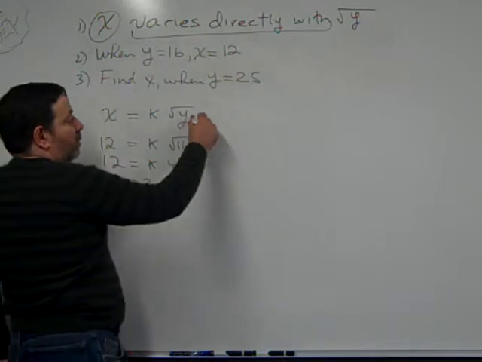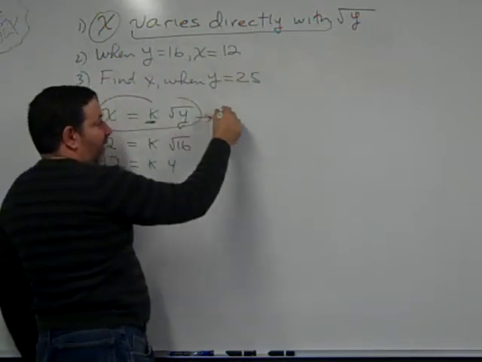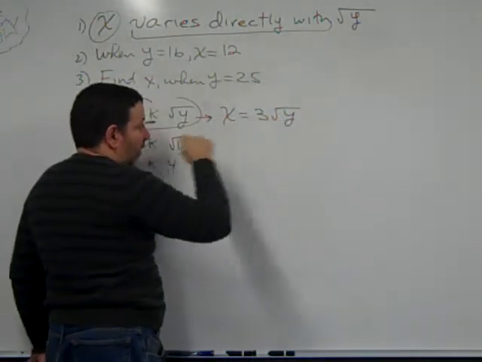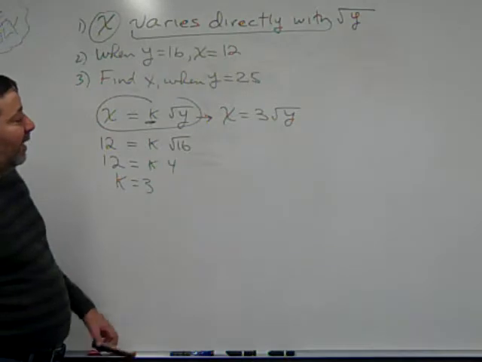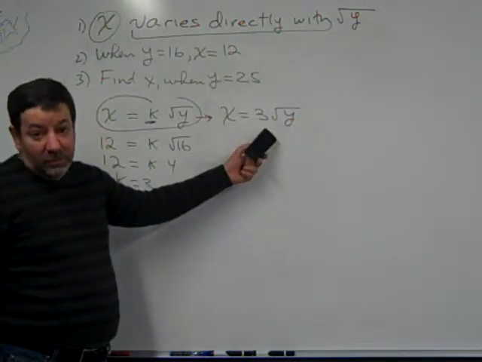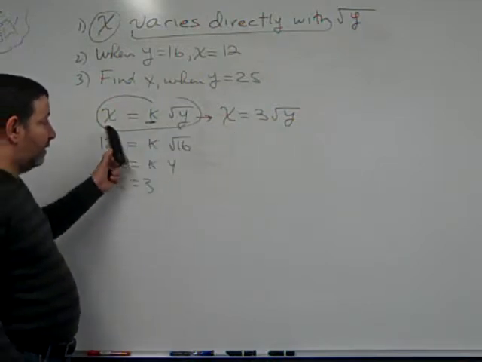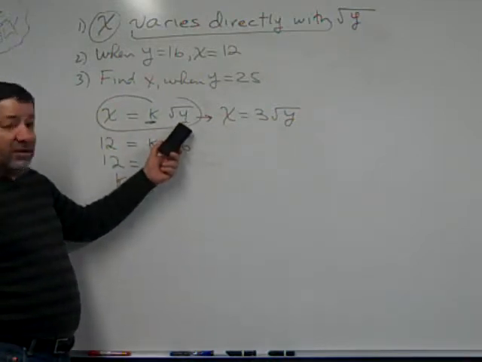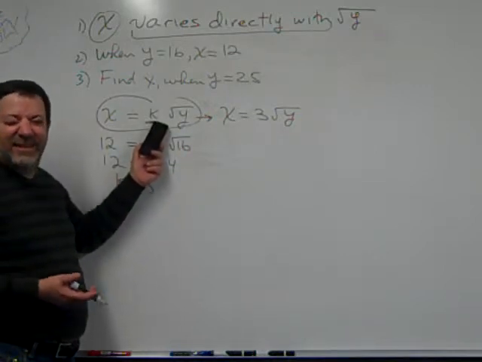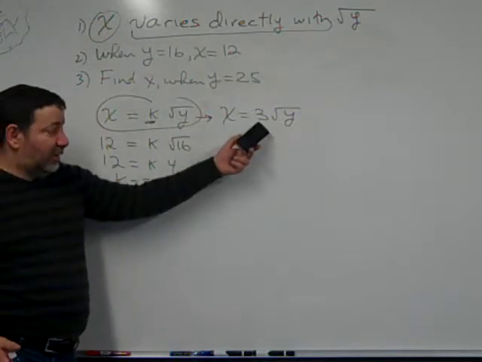So now I know, updating this equation by putting 3 here, x is equal to 3 times the square root of y. Now, if I know y, I take the square root of it, I multiply it by 3, bingo, I get x. Over here, it didn't work. If I know the square root of y, I have to multiply that by k, but I didn't know k. But now I do.